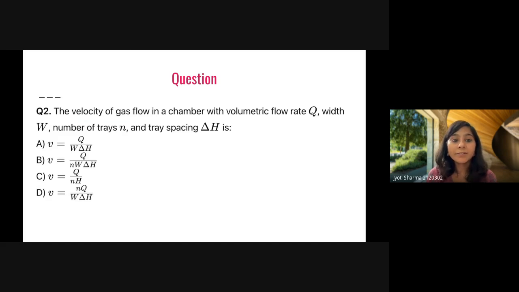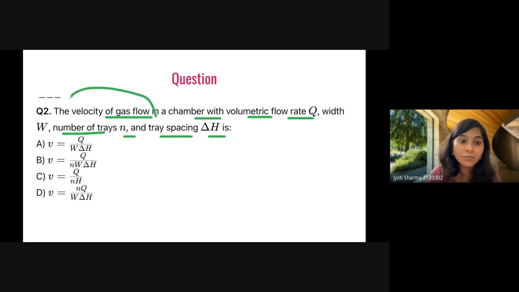The next is the velocity of gas flow in the chamber, and that chamber has volumetric flow rate Q, width W, number of trays N, and the tray spacing is del H. So can you tell me the velocity of gas flow?